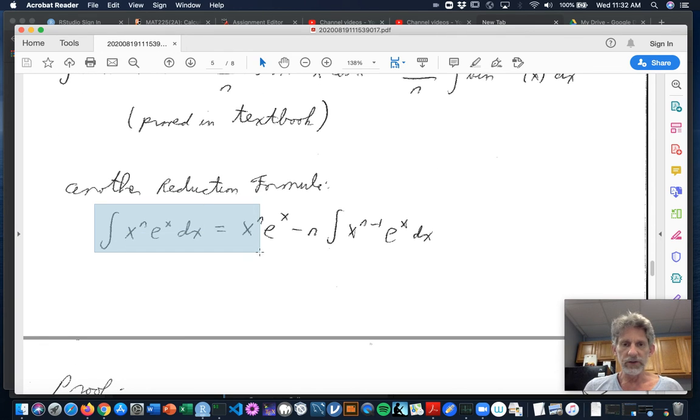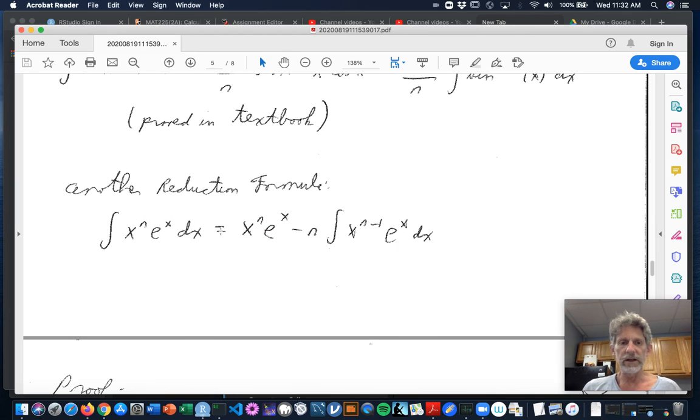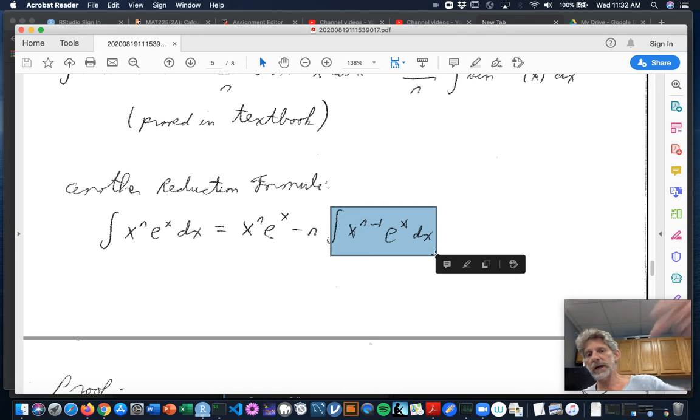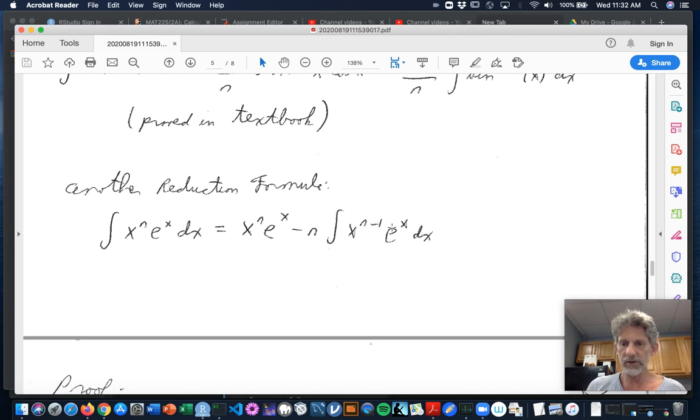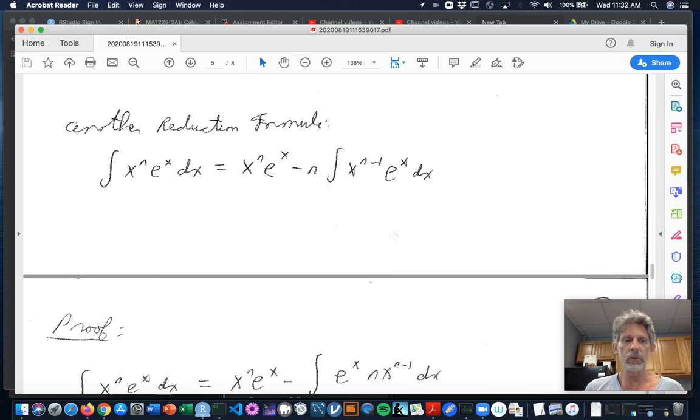Here's another reduction formula. Antiderivative of x to the n e to the x is x to the n e to the x minus n times antiderivative of x to 1 less power e to the x. Let's prove that one and then use it, just to show you that these reduction formulas are nice to work with.